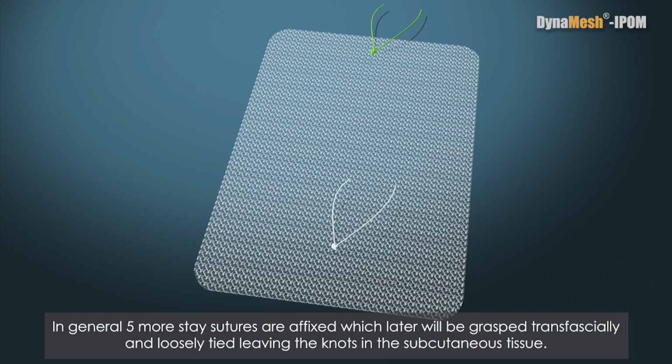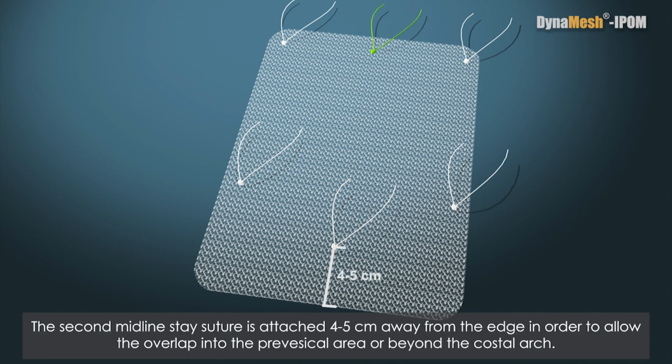In general, 5 more stay sutures are affixed, which later will be grasped transfascially and loosely tied, leaving the knots in the subcutaneous tissue. The second midline stay suture is attached 4 to 5 centimeters away from the edge in order to allow the overlap into the prevesical area or beyond the costal arch.